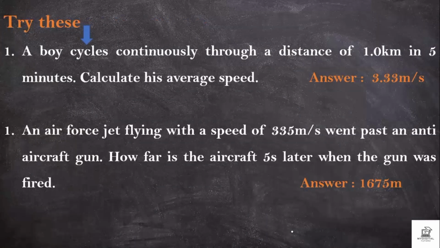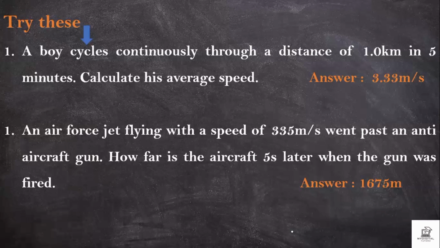So from what we have done, we use the formulas for distance, right? So I want you to try this and solve it, to see if you actually understood what we have discussed so far. Number 1 says a boy cycles continuously through a distance of 1.0 kilometer in 5 minutes. Calculate his average speed. This is similar to the question we just solved. So look at it critically. If there is something you don't understand, go back and take your time, watch the video. I trust you are going to be able to solve it. Try it and solve it, please.